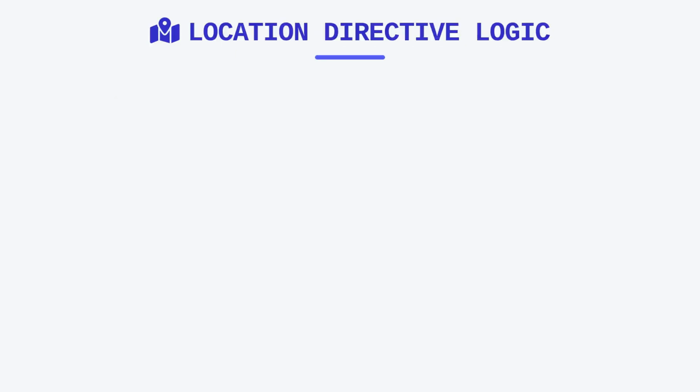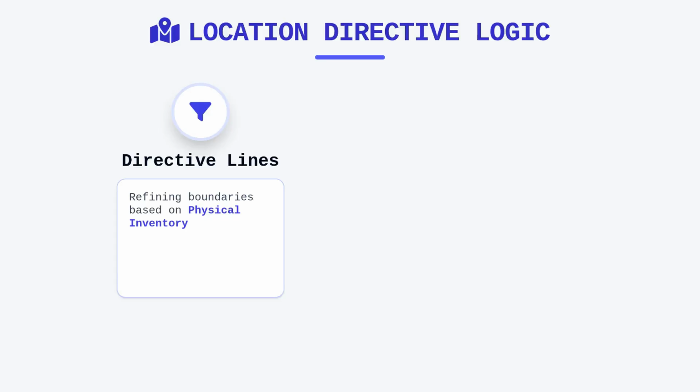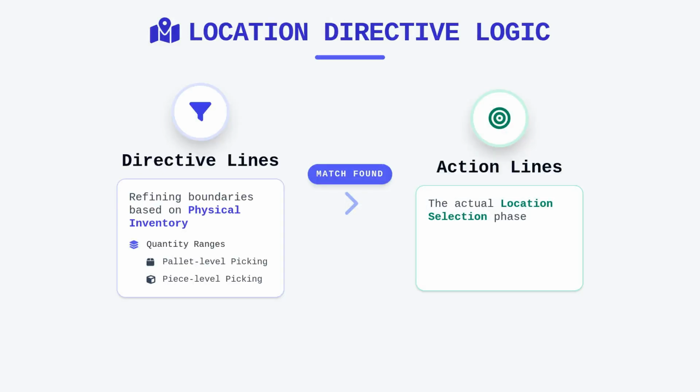The heart of a location directive lies in the sequence of directive lines, which allow you to refine operational boundaries based on physical inventory characteristics. For instance, you might create lines based on quantity ranges, effectively separating pallet-level picking from piece-level picking to optimize efficiency. Once the logic finds a matching quantity, it proceeds to the action lines, where the actual location selection happens.